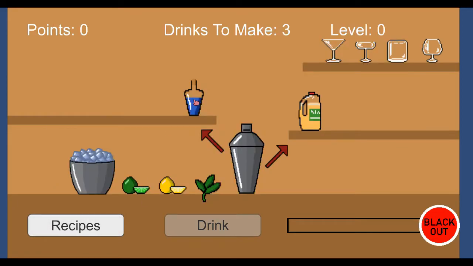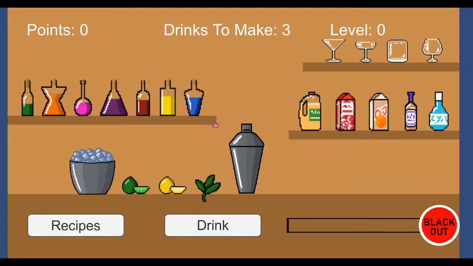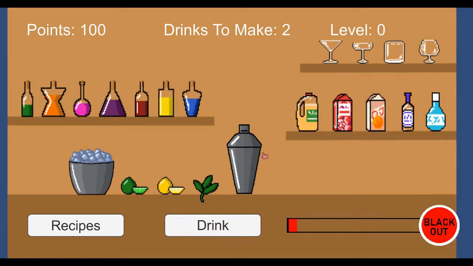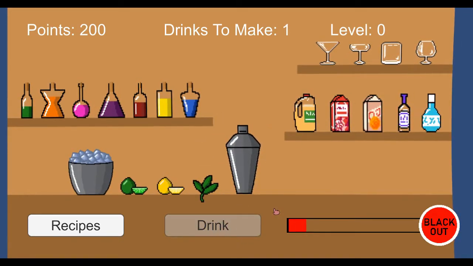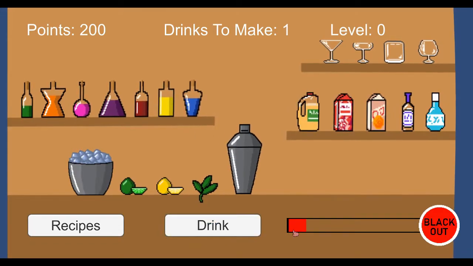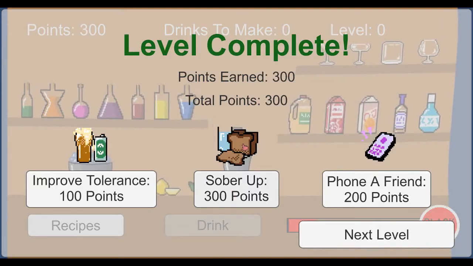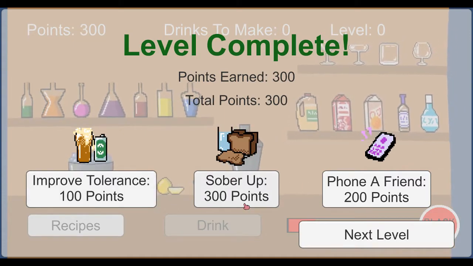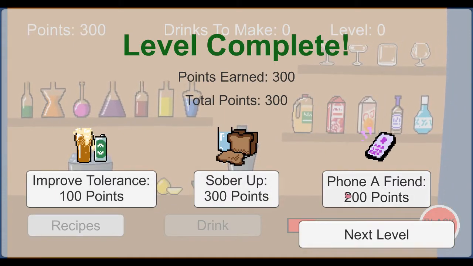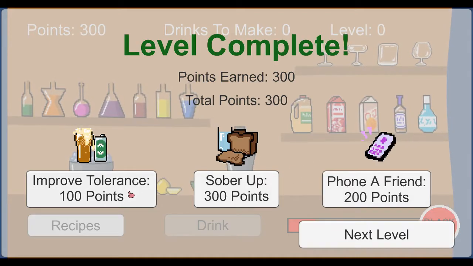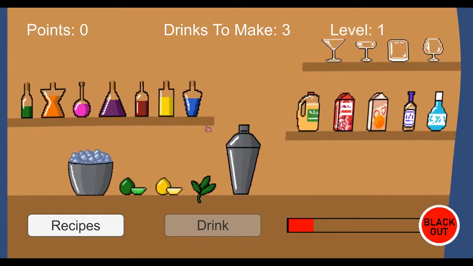Okay. So, not necessarily hugely forgiving as a tutorial level. So there we go. So just a tiny bit of each one gives me 100 points, and like no blackout, and still counts. Oh, and the points for these have they changed? No, they're the same. So I don't know what the phone a friend did, so let's go for improved tolerance instead.